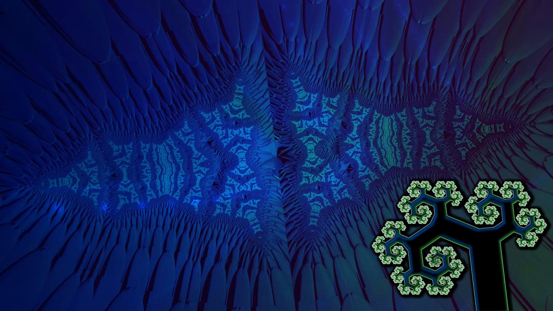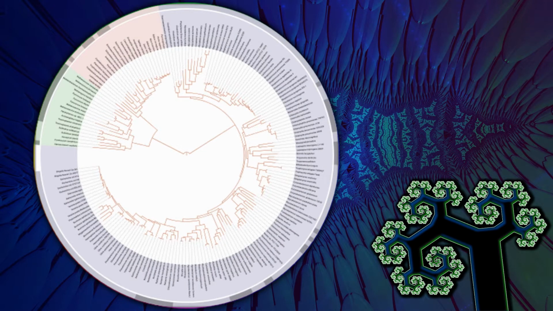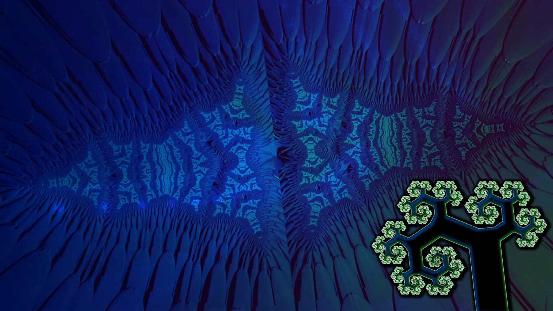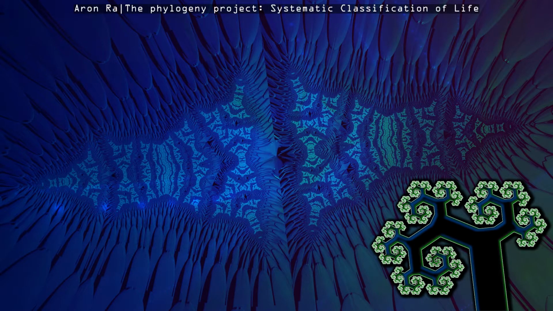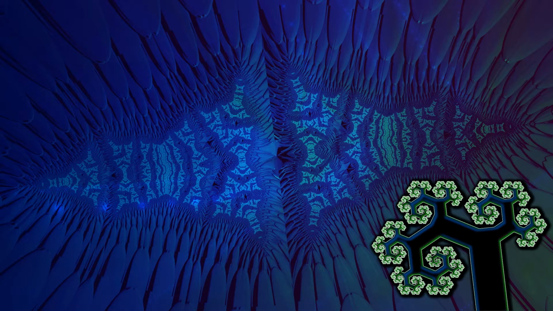Speaking of trees, when you do this for every known organism and trace back which subsets they are part of, what you'll end up with is the phylogenetic tree. If you're curious about how this works in a little bit more detail, Aron Ra on YouTube has a very informative series of videos on phylogeny and the Phylogeny project, which is a project which attempts to map every species on the planet. And as you might be able to see, the phylogenetic tree has some self-similarity as well.